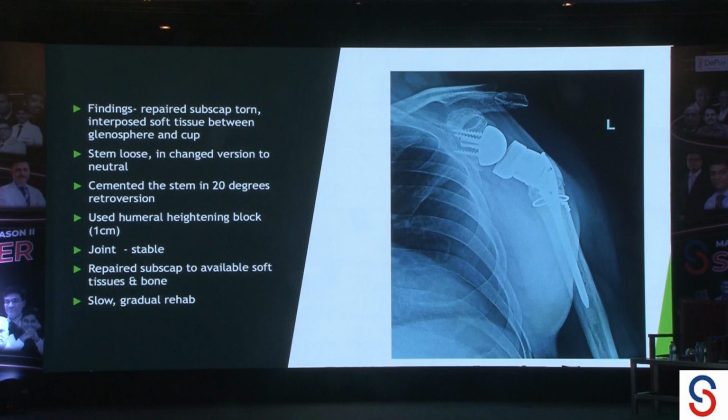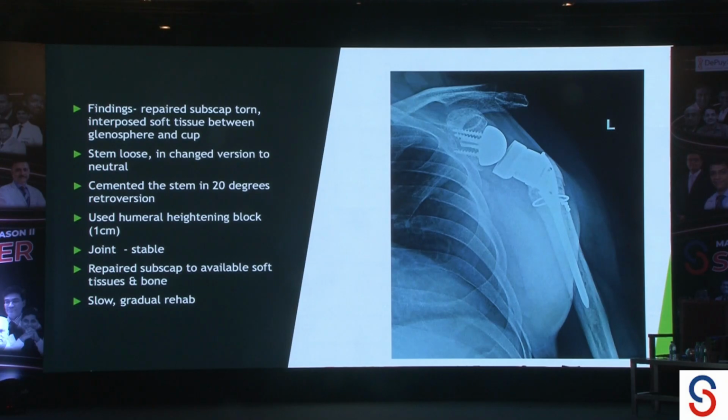So what we did was we cemented the stem in 20-degree retroversion again. On table we used one humeral heightening block, and we also kept the retentive poly on standby, but with the regular poly only we found it quite stable again. And we did the remaining subscap repair to adjacent tissues and bones. And you were able to pull the subscap to the shaft of the humerus? Actually, whatever nearest tissues were there, we repaired to those, and made some holes in the humerus and then tied it there.